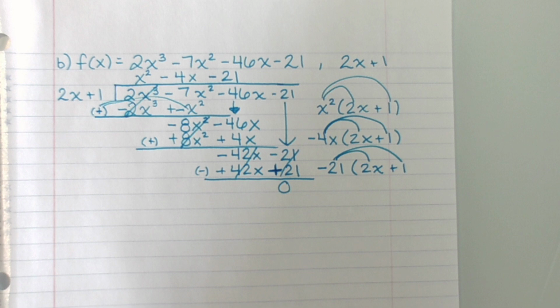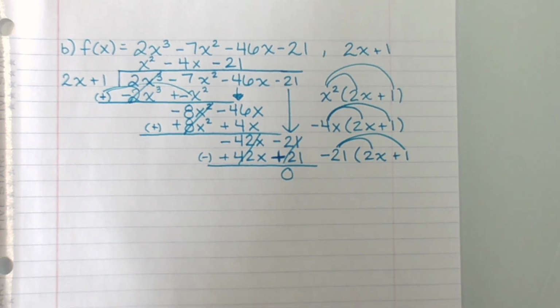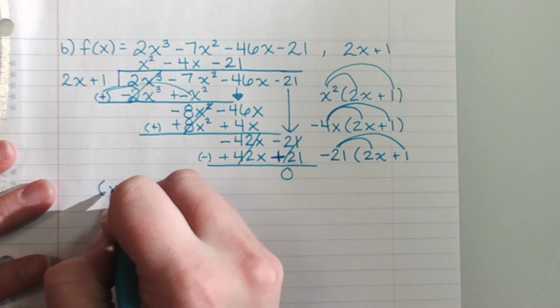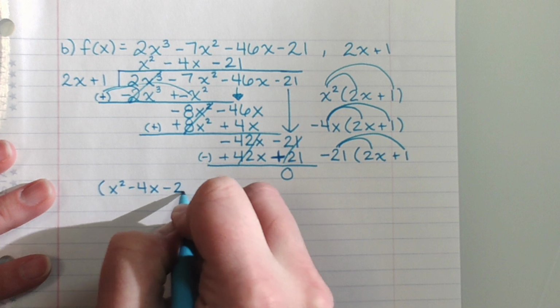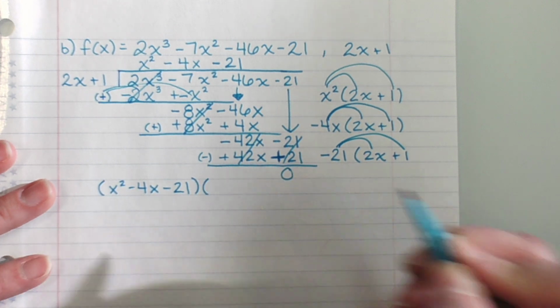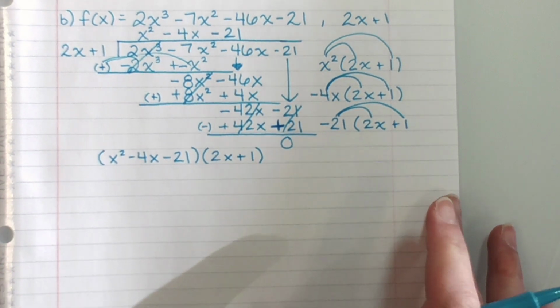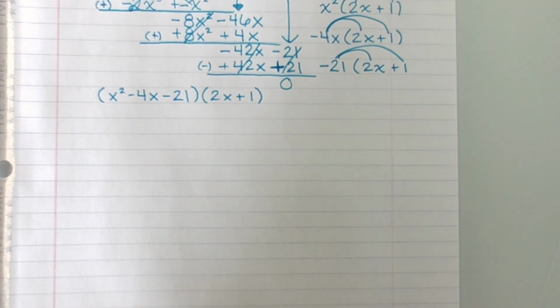What do we know so far? The remainder is 0. It divided out nicely. What do we know about the factored form so far? X squared minus 4x minus 21 and 2x plus 1. That's what I know so far. Can I factor further? Maybe. I gotta at least check. I got it squared here.